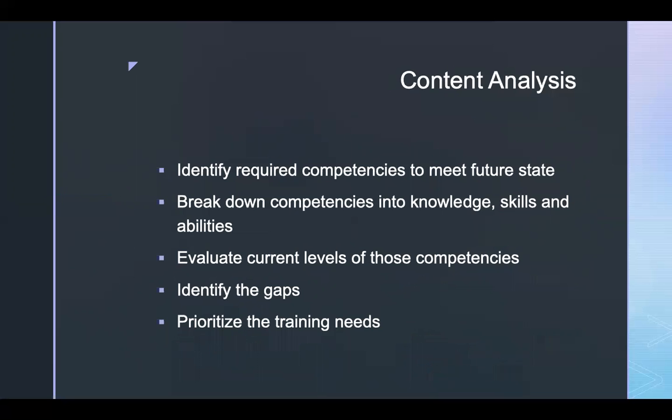Then we can get into content analysis. So once we understand what that future state is and where those gaps are, then we can look at what are the required competencies a person has to display in order to meet that future state. We can break those competencies down into key knowledge, skills, and abilities, and we can evaluate the current levels of those competencies that are being shown by employees at different target levels. That will help us identify the gaps and identify the content that we need to provide. It'll also help us prioritize the training needs.